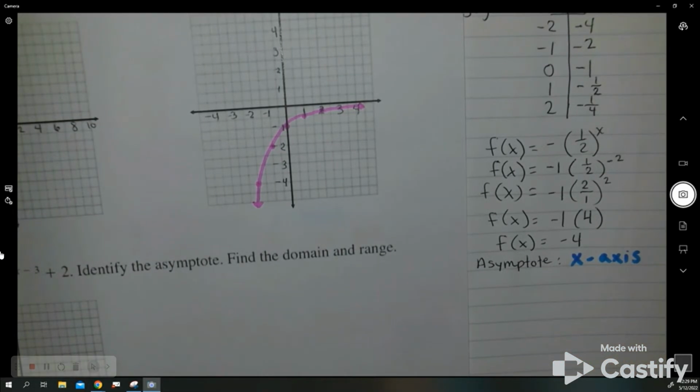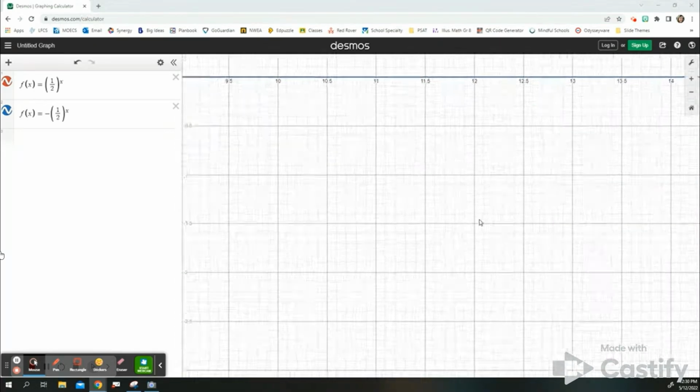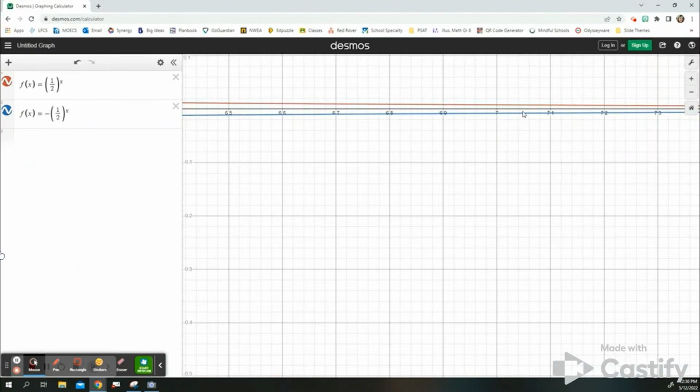Now I want to show you the parent function for this graph like we did for the last one. So notice that the red line again is our parent function on the top here, and our function we just graphed on our paper is this blue one. So it really looks like we reflected the parent function across the x-axis. And like we were just mentioning, if we zoom in on this, we'll notice that it's getting really close, but it's not actually touching that x-axis. It just gets very, very close to it every time.